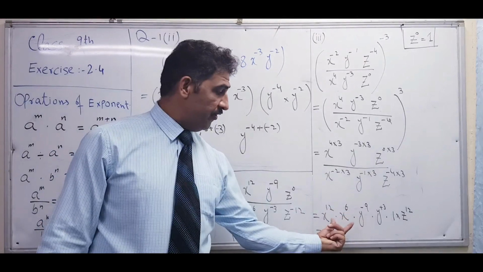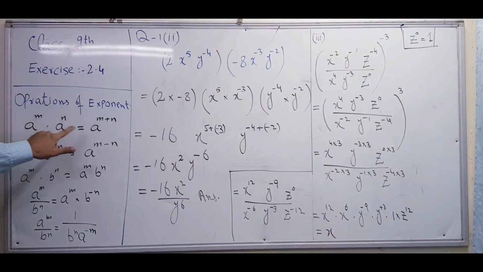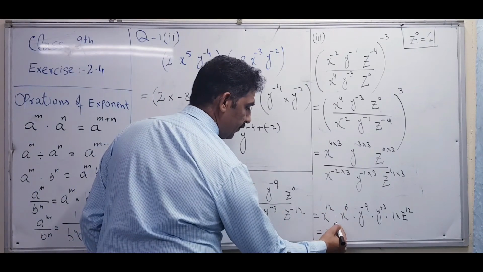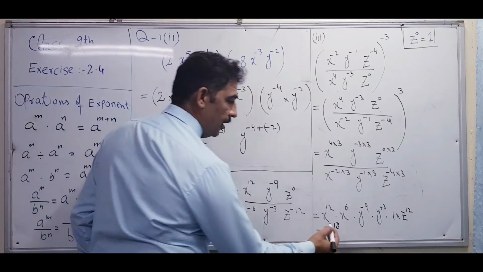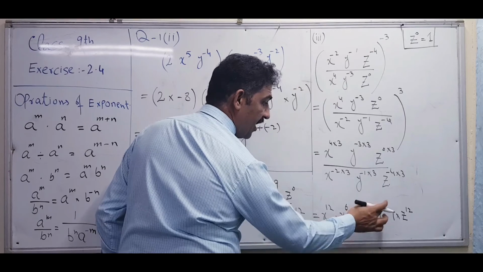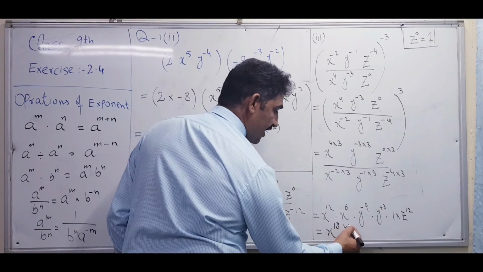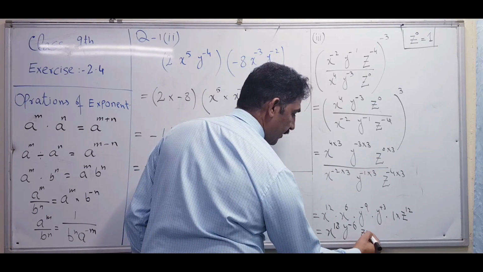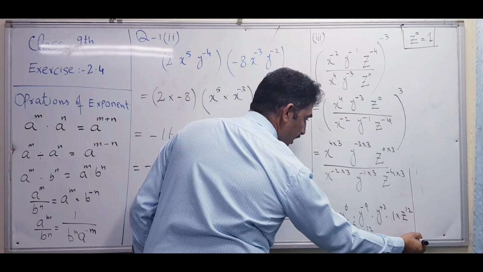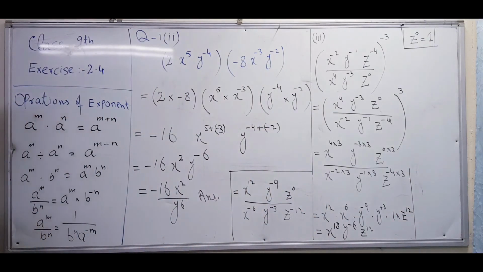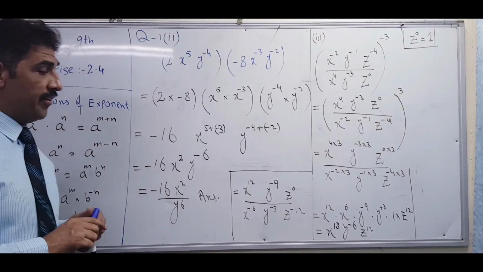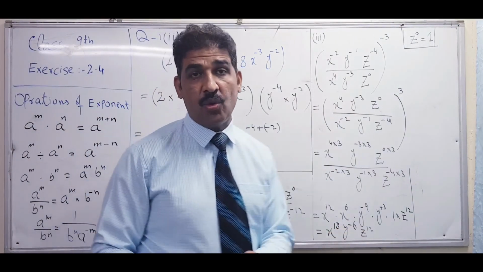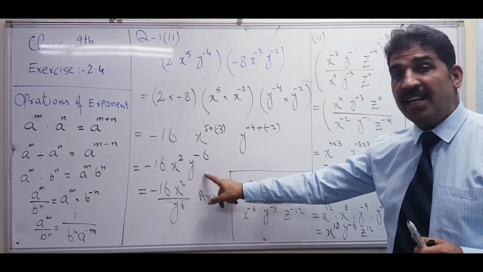12 plus 6, both variables are the same. If the variables are the same, then add their exponents. 12 plus 6, 18. Here y: minus 9 plus 3, minus 6. Good. And here z raised to power 12. This is our answer, but I told you if you want to take full marks, then you have to simplify fully. One more step is required to simplify, because here the exponent is minus 6, and I told you to try your best to make the exponent positive.